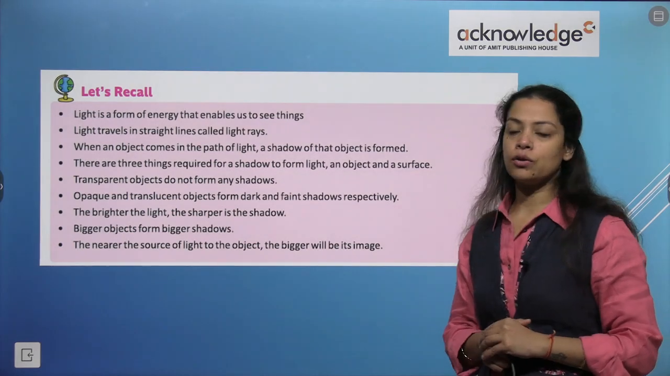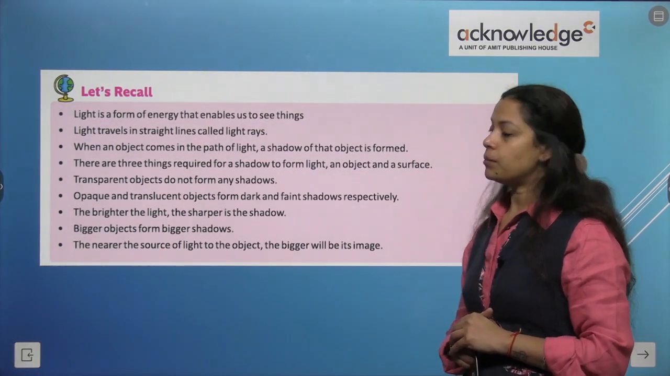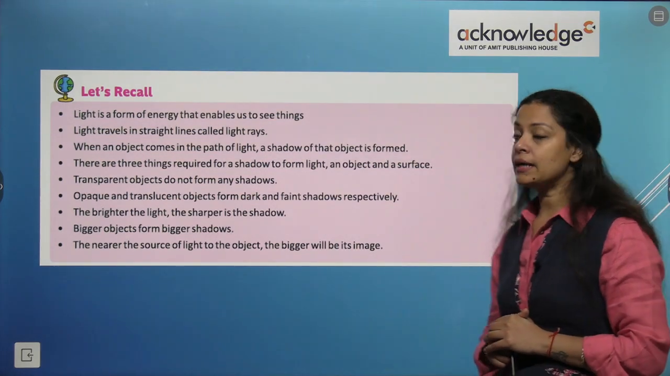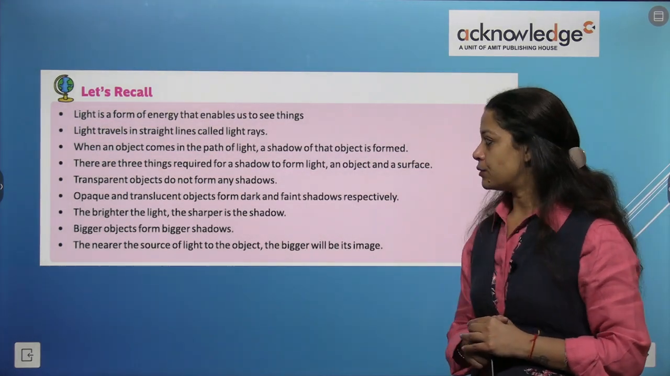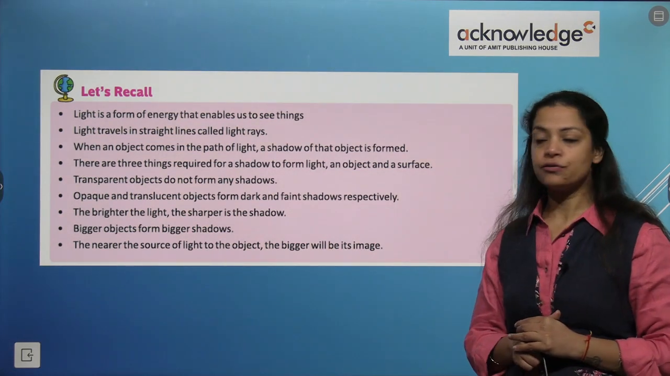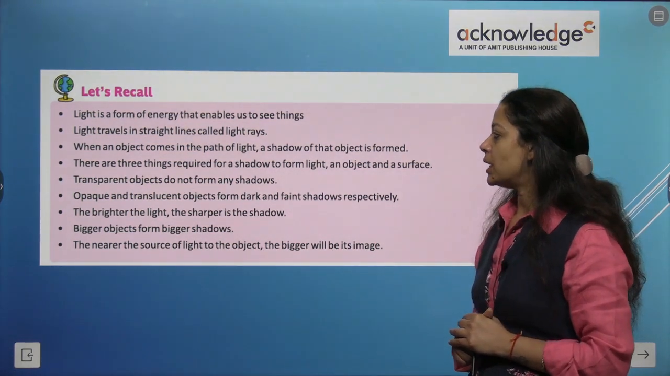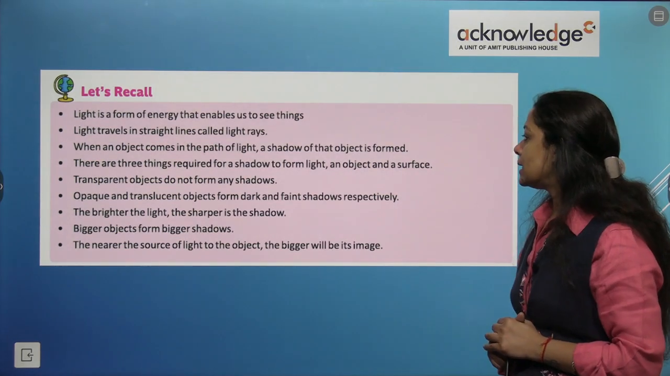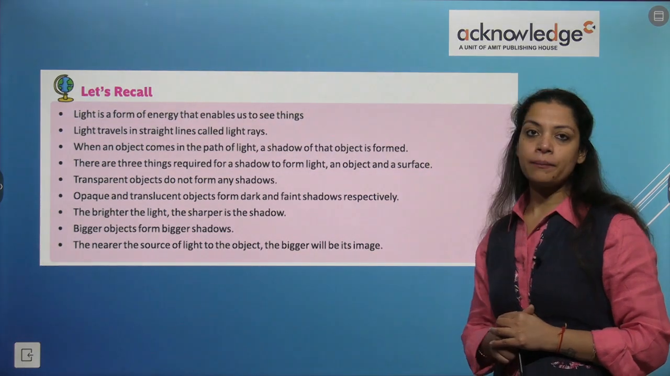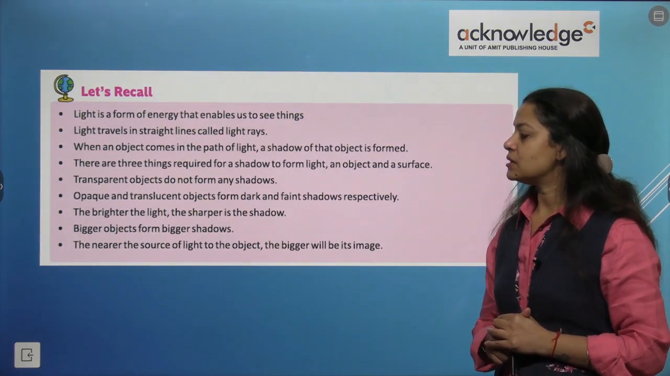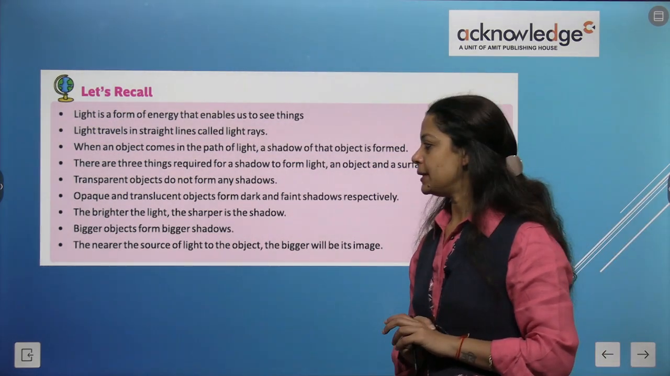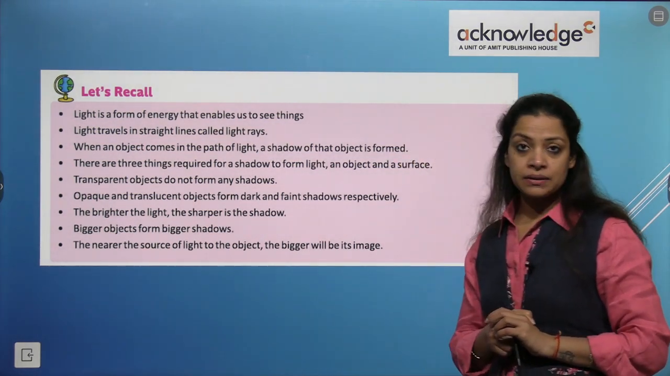Now let's recall what all we have studied. So light is a form of energy that enables us to see things. Light travels in a straight line, and it is called light rays. When an object comes in the path of light, a shadow of that object is formed. There are three things required for a shadow to form: light, an object, and a surface. Transparent objects do not form any shadow. Opaque and translucent objects form dark and faint shadows respectively. The brighter the light, the sharper is the shadow.